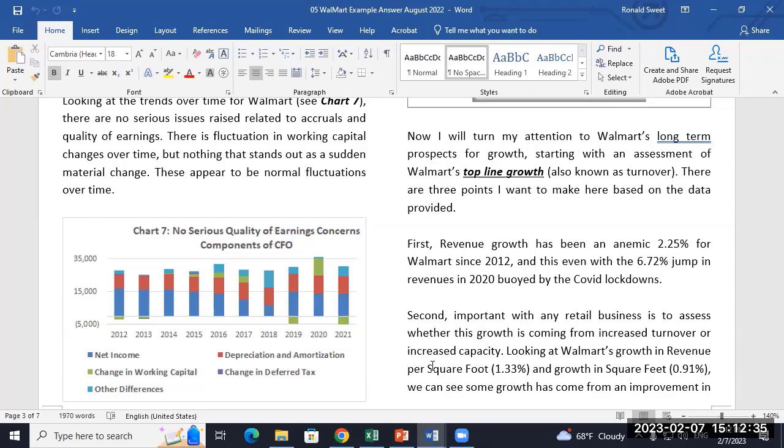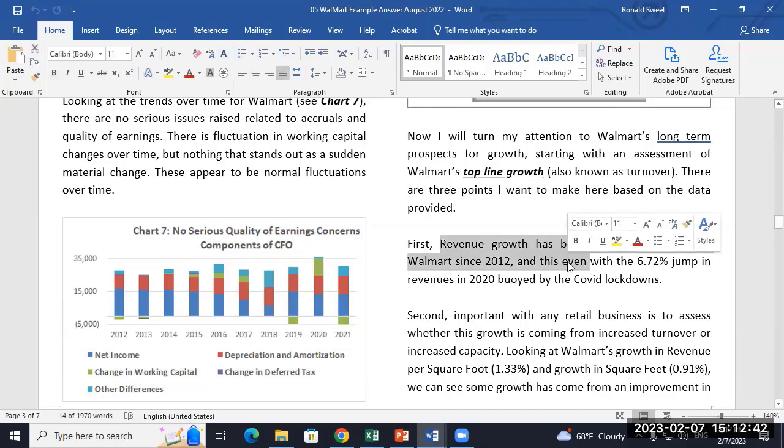I'll talk about the things people miss on the template. What people miss on the template is when there's no graph. When's there no graph? Well, this first thing, revenue growth. There's no graph for revenue growth, so some students forget to talk about that. But you have your paper there, so you can use that.